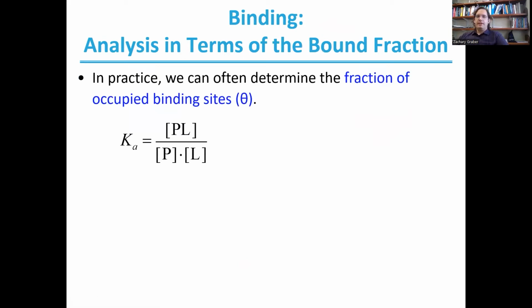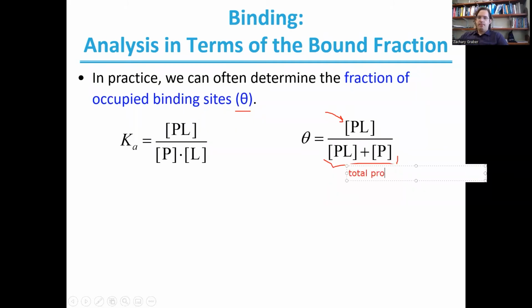Now, in many cases, it's going to be difficult for us to measure the concentration of free protein and free ligand at any given time. So it's usually easier for us to refer to our amount of bound protein as the fraction of occupied binding sites. And we use the Greek letter theta here to represent this. So that fraction of occupied binding sites would be represented by the amount of protein that has ligand bound, so the protein-ligand complex concentration, divided by the total protein concentration. So this would be the concentration of our complex plus the concentration of free protein.